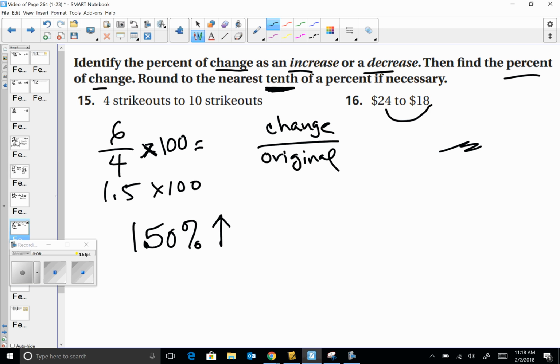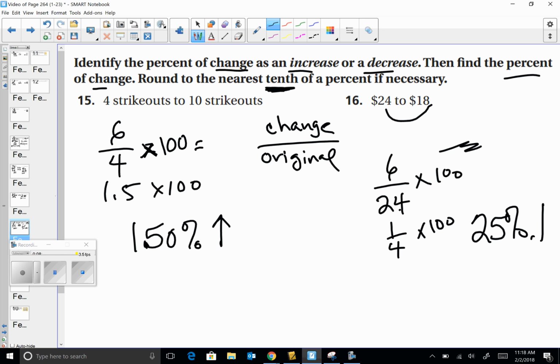So the difference between these two, 24 minus 18 is 6. We put it over the original of 24, and then we multiply that by 100. I know that 6/24 simplifies to 1/4, right? And 1/4 is 0.25, and 0.25 times 100 is 25%. Okay, this went down, so it's a decrease.